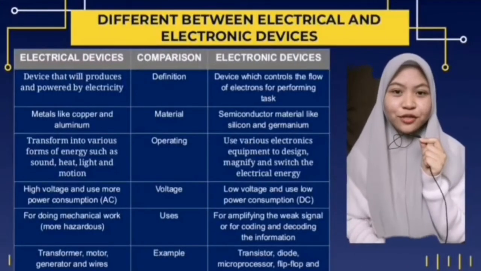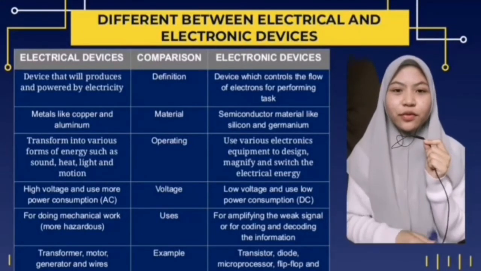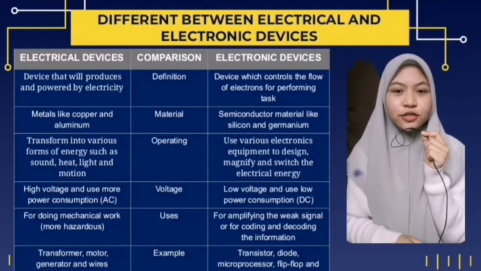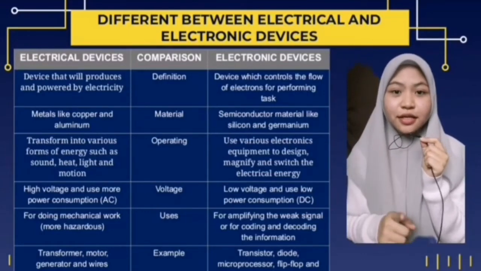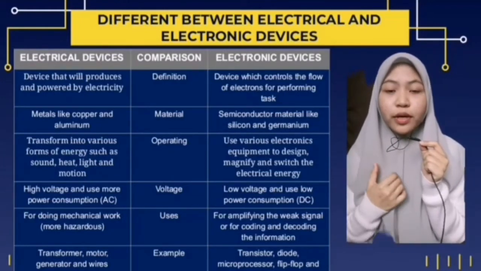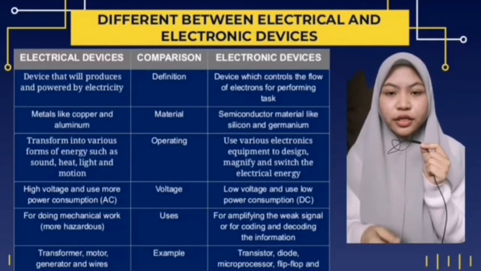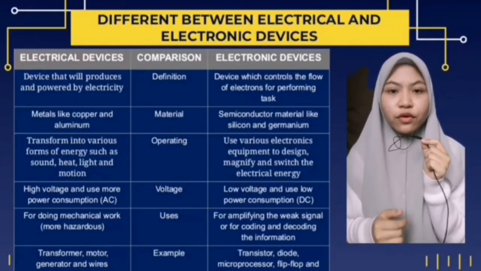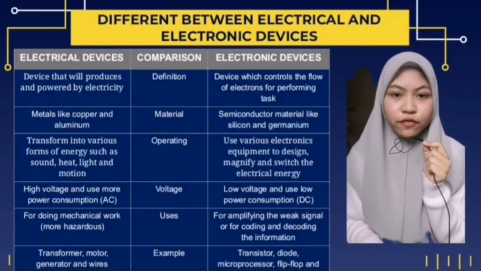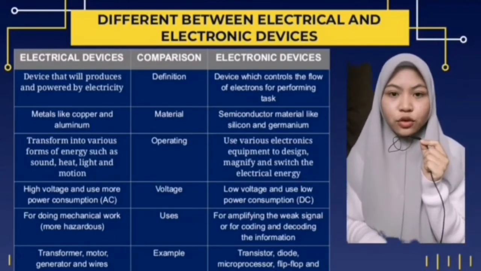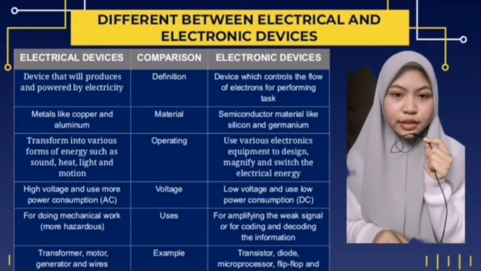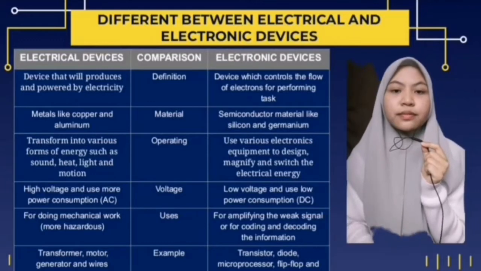Assalamualaikum warahmatullahi wabarakatuh. My name is Nur Syafika Najwa binti Amir. So next, I will explain about the data collection in this assignment, which is the difference between electrical and electronic devices. Firstly, the definition: electrical devices are devices that are produced and powered by electricity, while electronic devices are devices which control the flow of electrons for performing a task. Secondly, the material for electrical devices is metal like copper and aluminium. Meanwhile, for electronic devices it is semiconductor material like silicon and germanium.